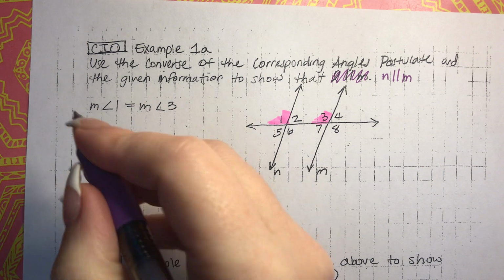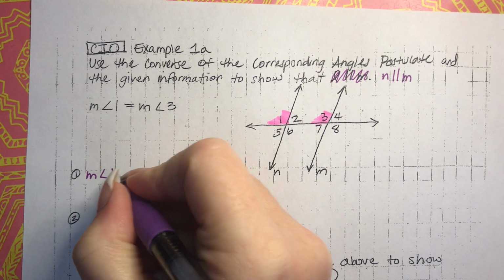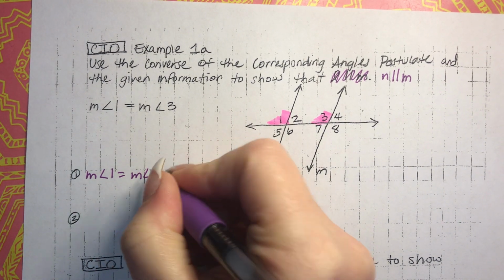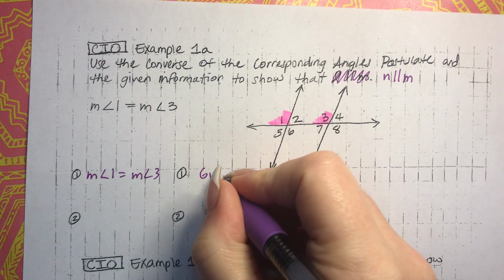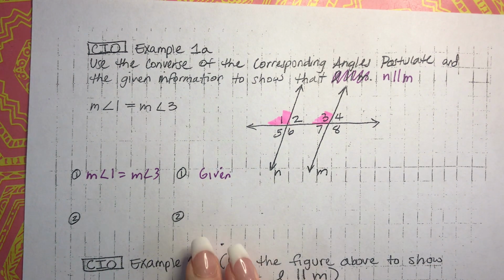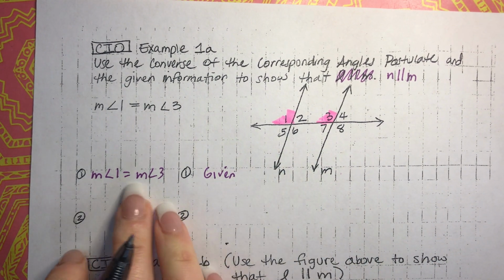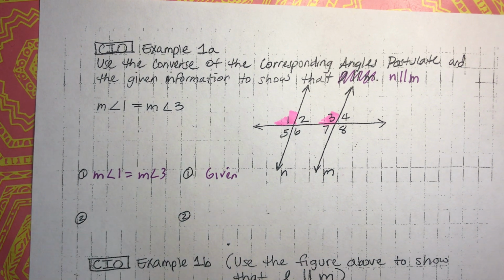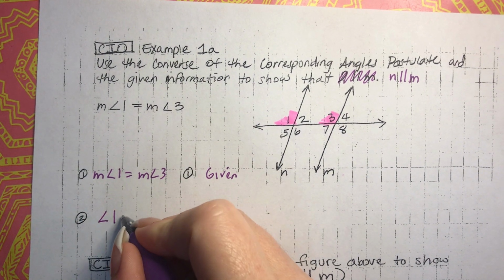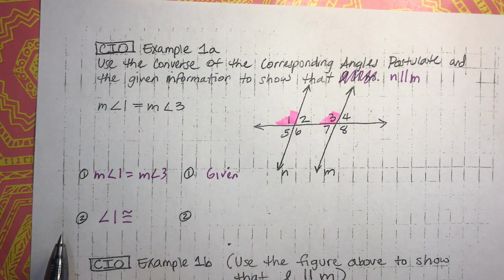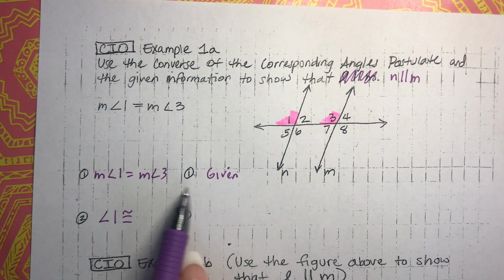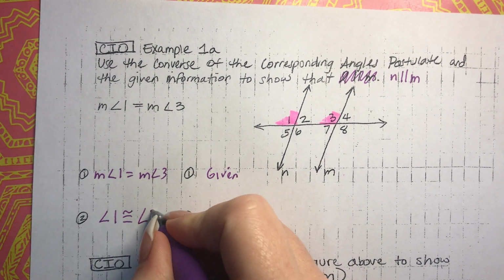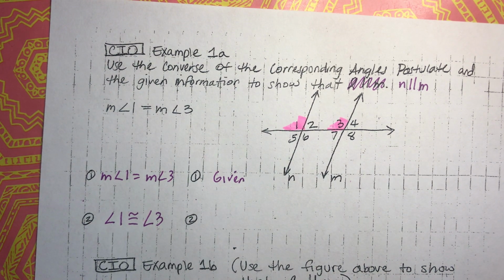Okay, so we're given this. The measure of angle 1 is equal to the measure of angle 3. So that is given information. Now to prove that they're parallel, we have to change this format. Okay, so I'm going to go ahead and change that. So if you didn't do that, go ahead and make like a 1.5 step or something right here. You want your notes to look the same as mine, or just erase.